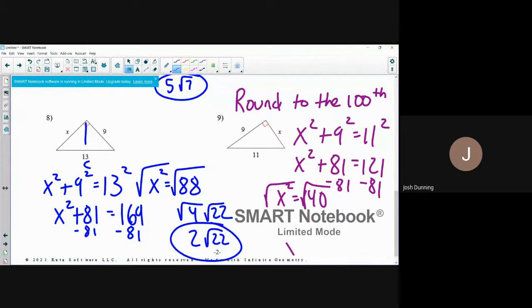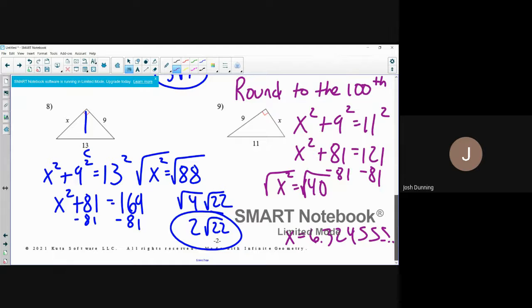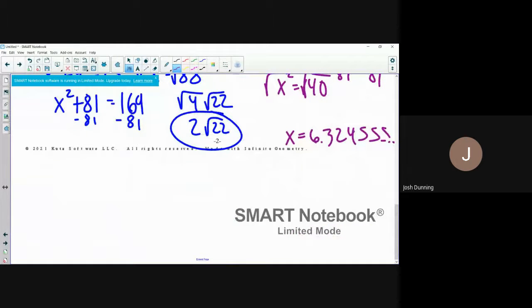So we get 6.324555, so on. Oops. You don't even need those last numbers. It says round to the hundredth. Tenths, hundredths. Oh, there we go. This is where we're going to round. We're going to cut it off. But don't forget, I look at the 4. Look at the 4. It's not 5 or above, so I'm not giving the 2 a shove. 6.32.